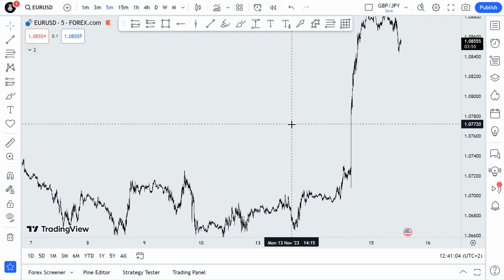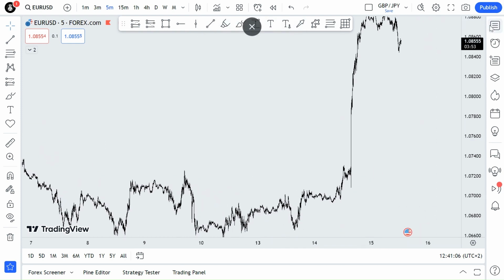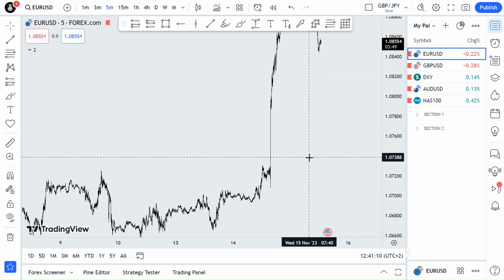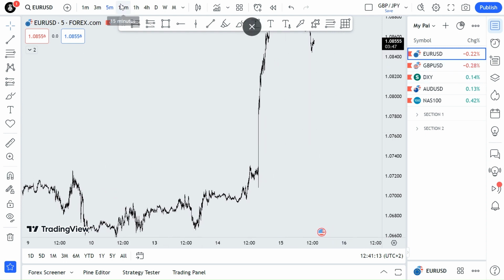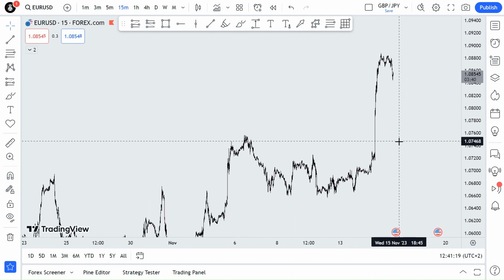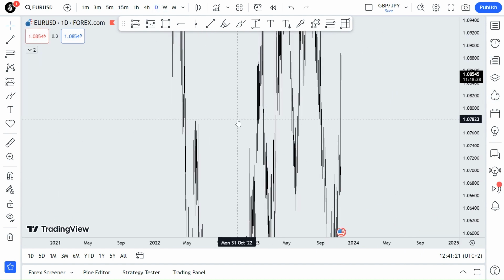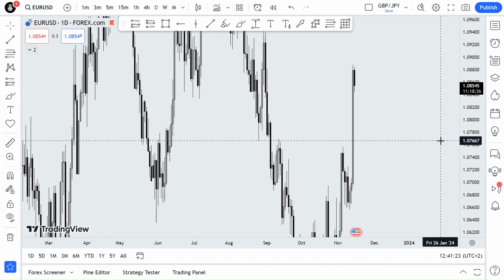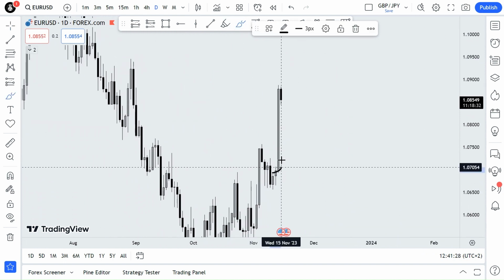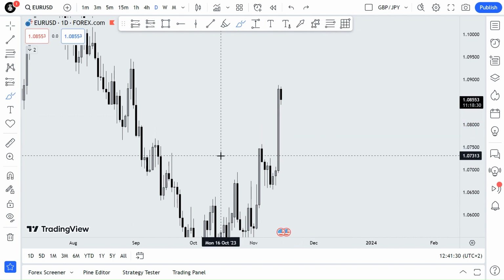Okay, hello people. I'm gonna go through the price action from yesterday, and I'm gonna analyze that a little bit, and let's go. So we are on Euro USD here. Let's go to the daily. So what happened yesterday was that we saw this huge push to the upside here.